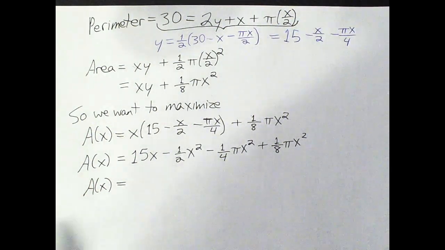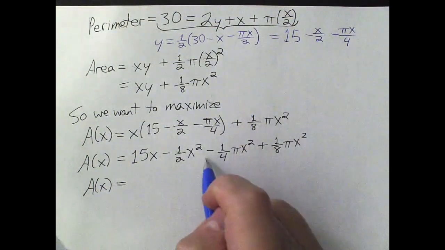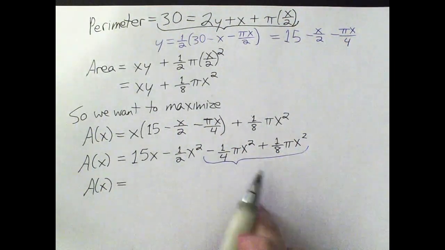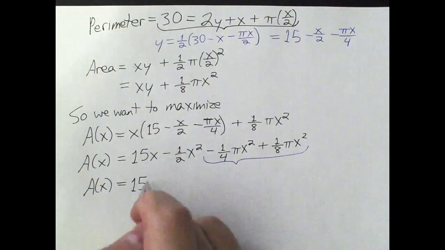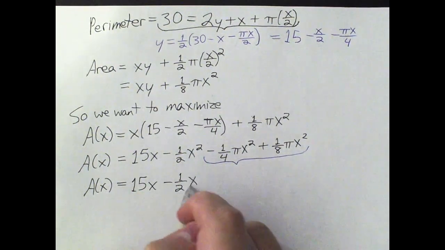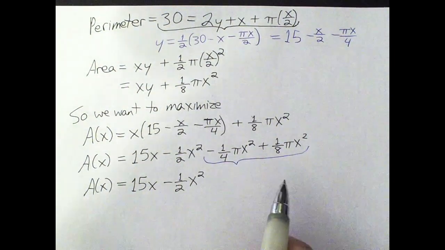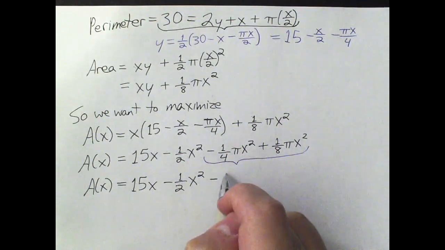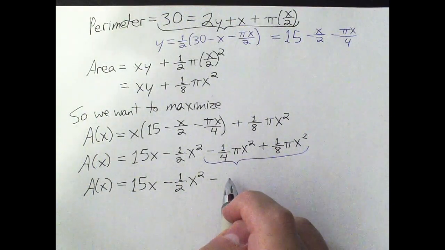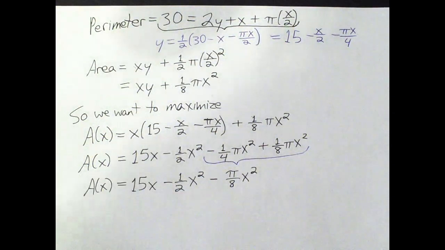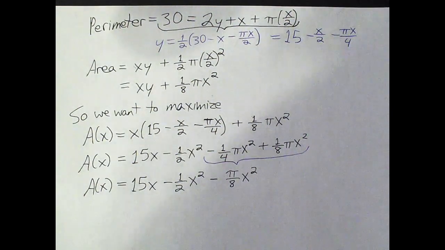You see what I mean about we can combine terms? We have a minus 1/4 x squared and a plus 1/8 x plus 1/8 pi x squared. So this is 15x minus 1/2 x squared. And then what do these two terms combine into? It's going to be minus 1/8 pi, or you could say pi over 8 x squared. So this is the function that we want to maximize. We want the most possible area to let in the most possible light.